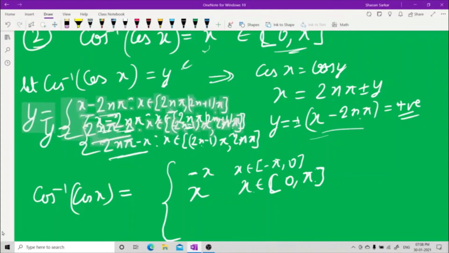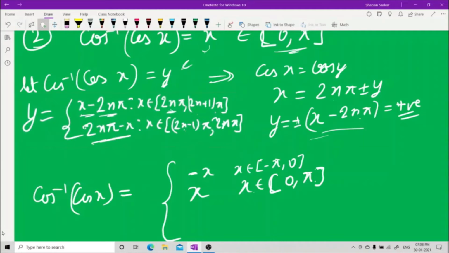Let me shift it somewhere here, exactly. Now, put n equal to 1. This was for n equal to 0. You got this value for n equal to 0. Right? Now for n equal to 1, put here n equal to 1. So you'll get 2 pi and 3 pi.